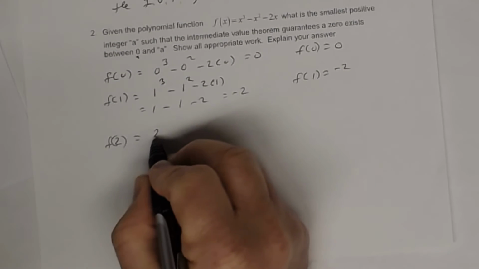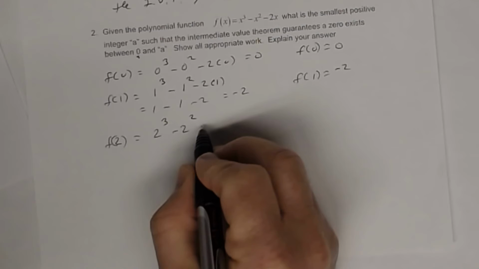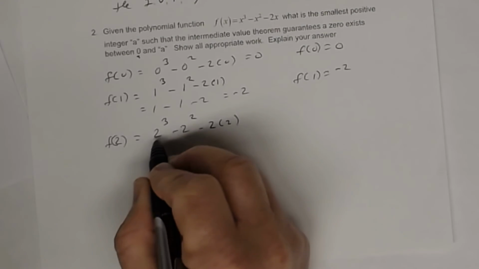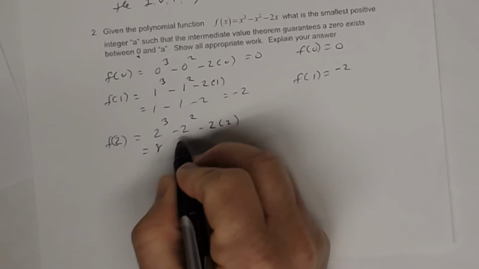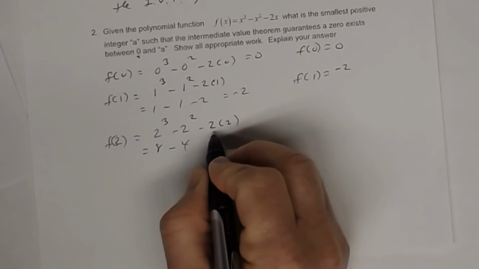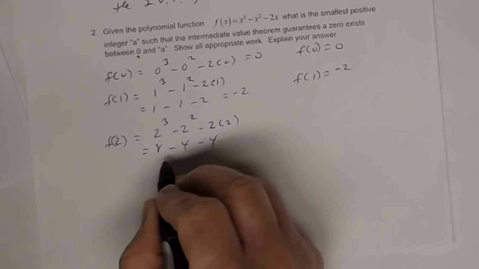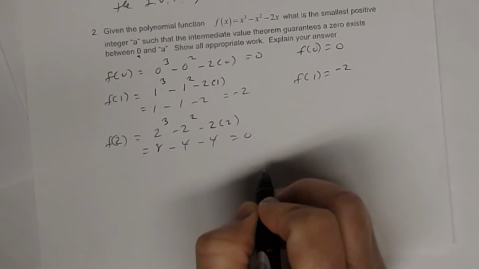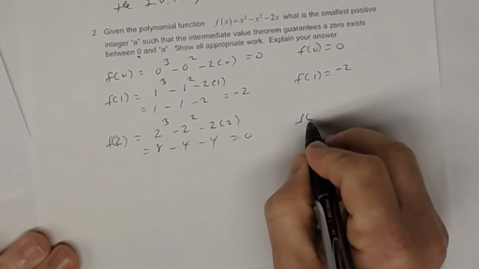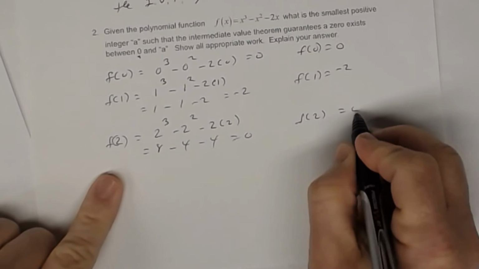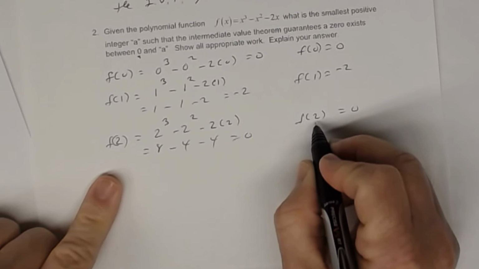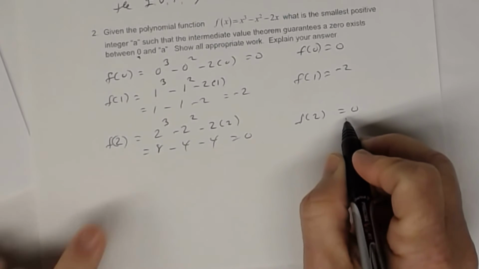When x is 2, I get 2 cubed minus 2 squared minus 2 times 2. Well, 2 cubed is 8, 2 squared is 4, and then 2 times 2 is 4, so that's minus 4. So that gives you 0 when you add those numbers. So what you found when you set f of 2 equals 0, remember this is 0, right? So you found that when x is 2, my y value is 0.